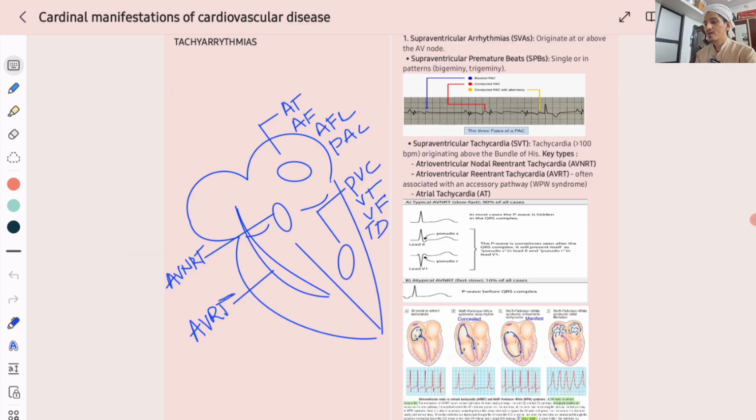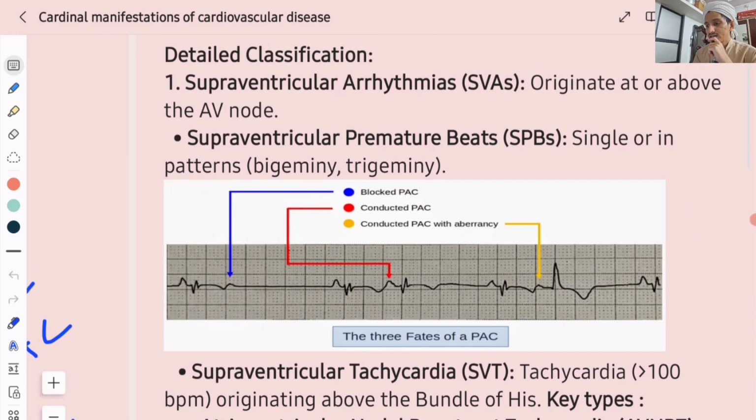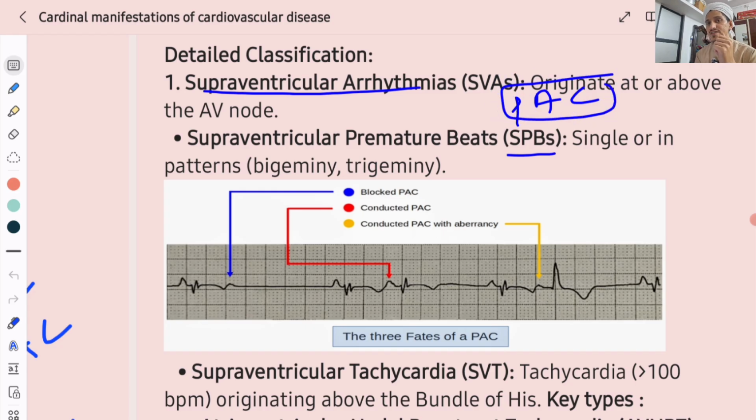Now we will move on to each arrhythmia, and we will look at the different ECGs. First, the detailed classification of the arrhythmias. This is supraventricular arrhythmias. Supraventricular premature beats are nothing but premature atrial contractions. As I discussed in the previous class, supraventricular arrhythmias originate above the bundle of His. So they can originate from the AV node, or from any region of the atria. Take an example of premature atrial contraction.